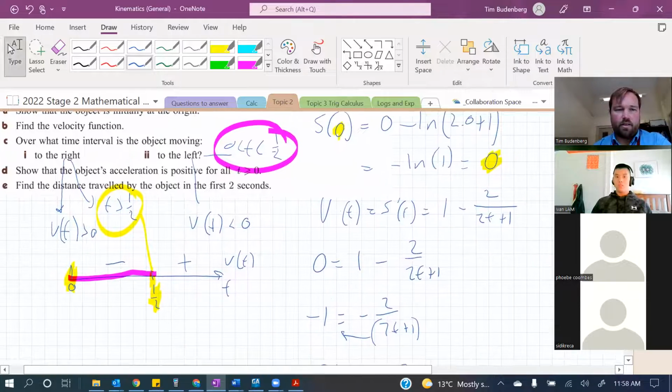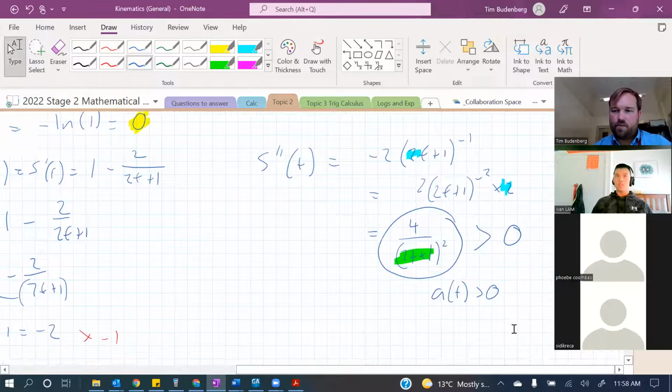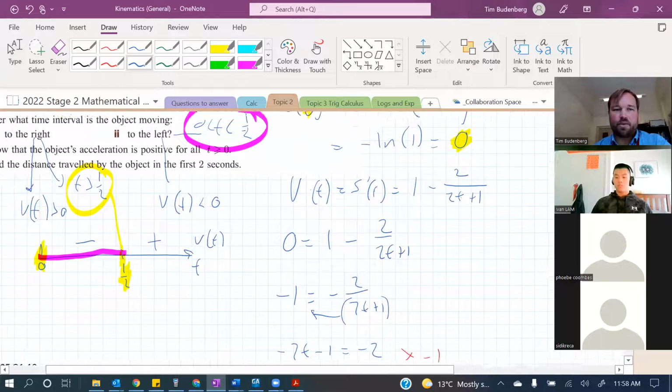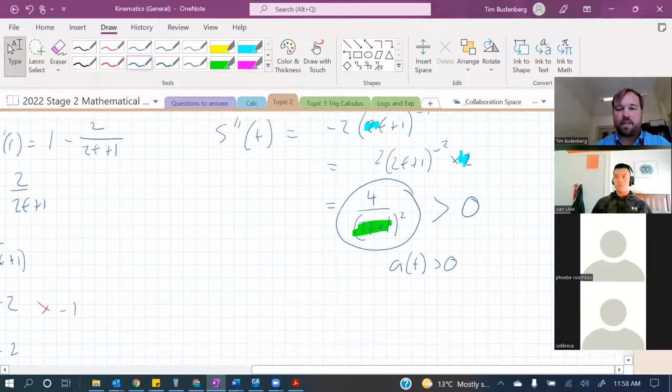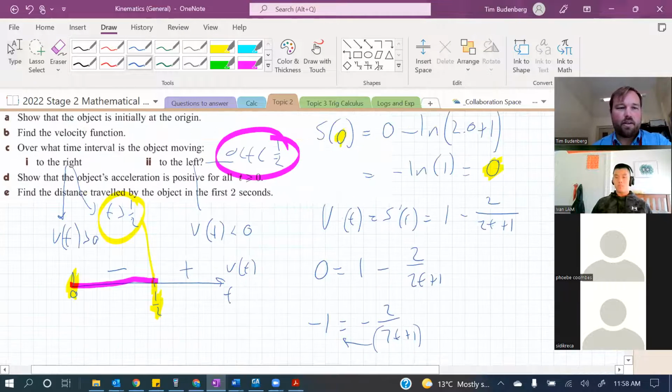So finally, even though the velocity is negative, it's still speeding up. Still, so what this is saying is the entire graph should be concave up. And we'll graph it on a calculator to double check the entire thing is concave up.